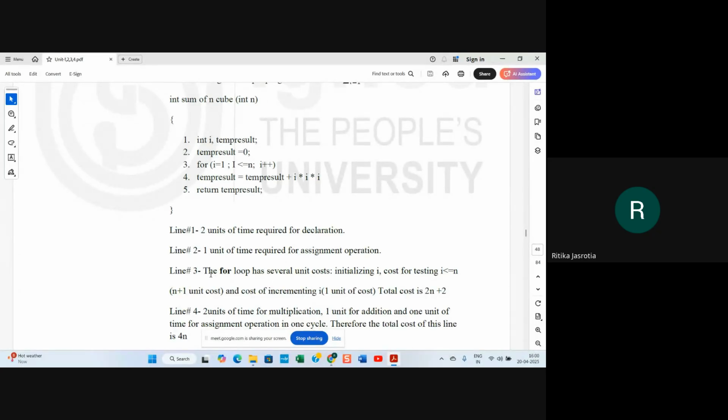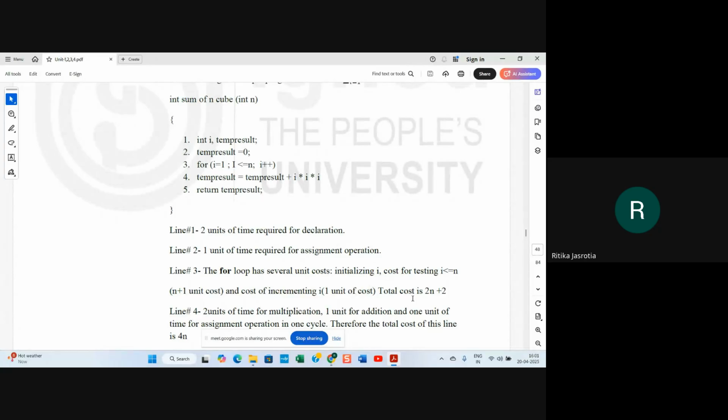They are saying the for loop has several units of cost. First is initializing, then the cost for testing the condition. So they are saying it is n plus 1 unit cost, and the cost of incrementing i is 1 unit of cost. So it will be n plus 1 plus n. So it will be 2n plus 2. Sorry, n plus 1, and yeah, here also 1.